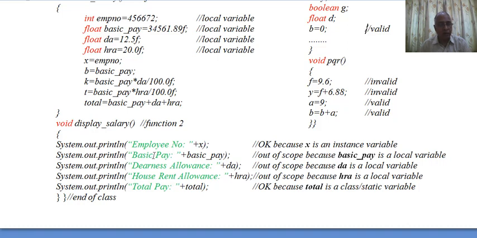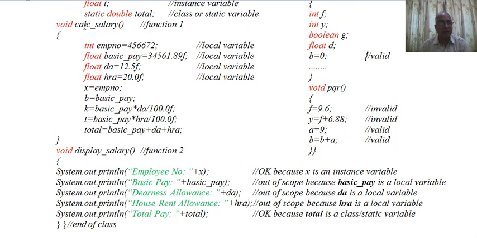Now system out println basic pay, here I am writing basic pay to print the basic pay of a person. Now basic pay has been defined in the function calc salary, and I am using it in display salary. I cannot use it because function scope is limited within the block, within this block only. So if the variables emp number or basic pay or DA or HRA are used in any other function outside this function, then it becomes invalid. So this will become out of scope because basic pay is a local variable.